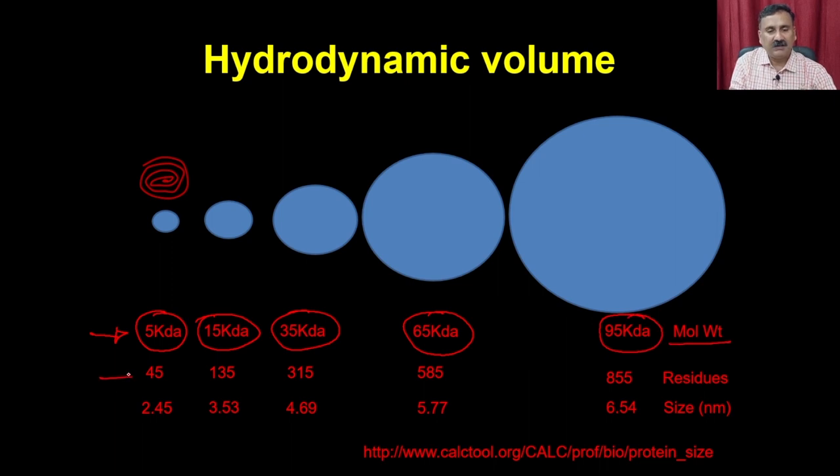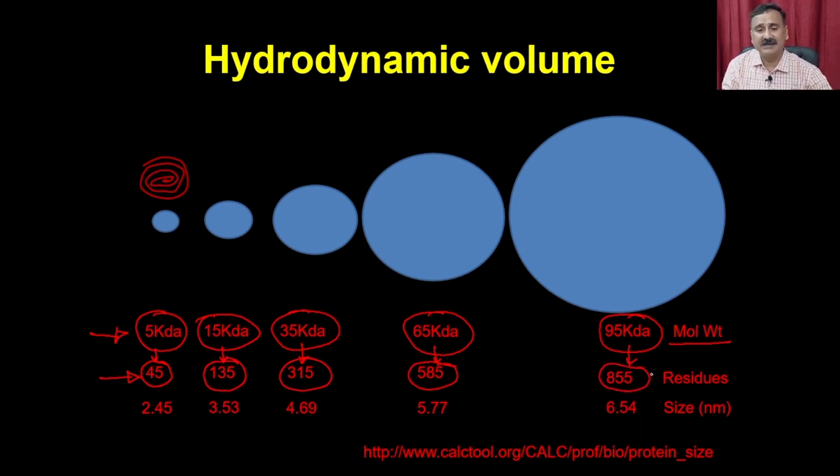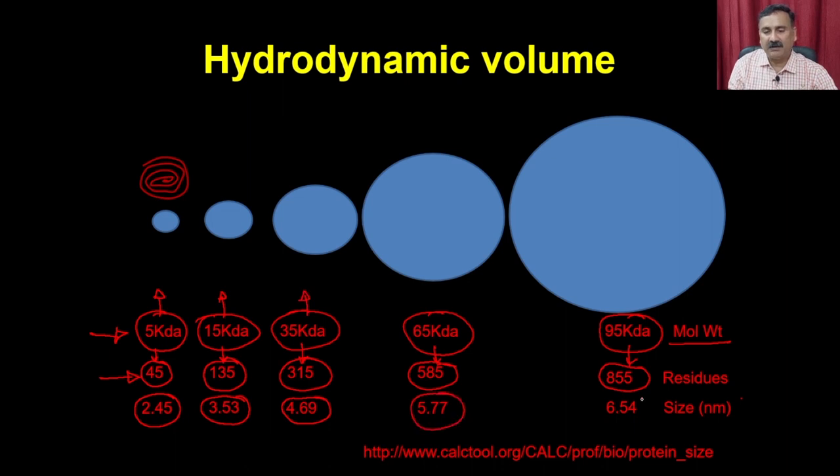What you see here is the number of residues. In a 5 kDa protein, you can have 45 residues. In 15 kDa, you have 135 residues. In 35 kDa, you have 315 residues. In 65 kDa, 585, and for 95 kDa, it is 855 residues, which means that many amino acids. The radius of these proteins, or these balls, is 2.45 nanometers in the case of the 5 kDa protein, 3.53 in the case of the 15 kDa protein, 4.69 nanometers in the case of 35 kDa, and 5.77 as well as 6.54 in the case of 65 and 95 kDa respectively.